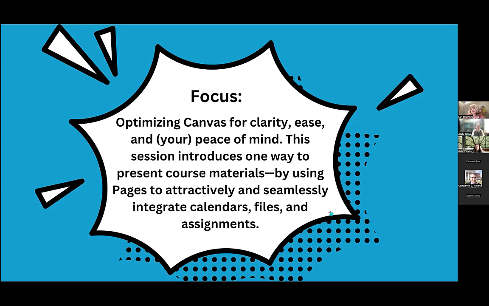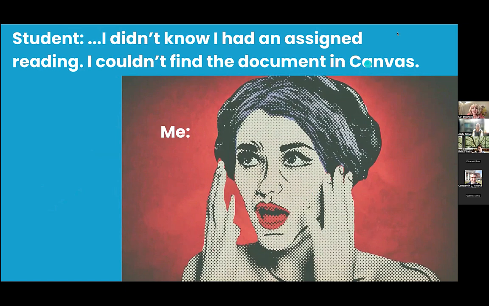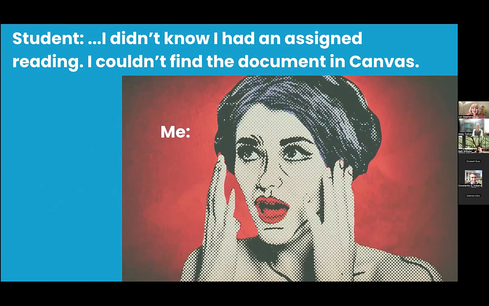So the one way I do it is through the pages in Canvas. This is a little visual: when students come to class and they have an assigned reading and they say, I couldn't find the reading, I didn't even know we had a reading, or I couldn't find the document in Canvas or the link. So my question to you all is, why do students do this? There's a variety of reasons why students say this and this happens, but first of all, have you experienced this, and why do you think students do this?